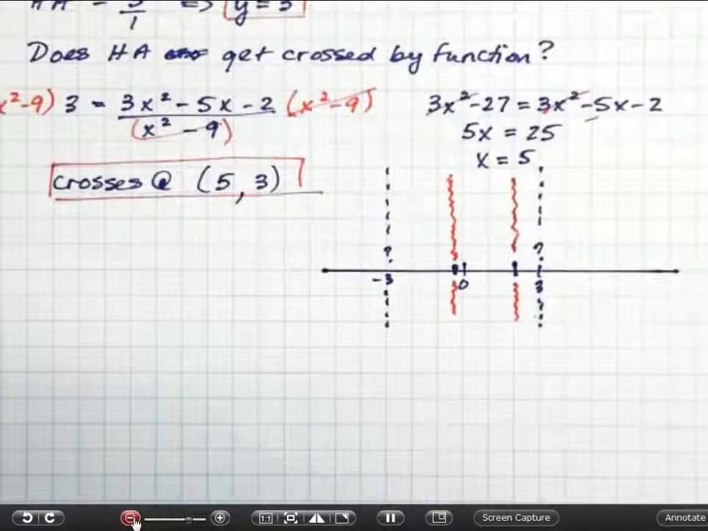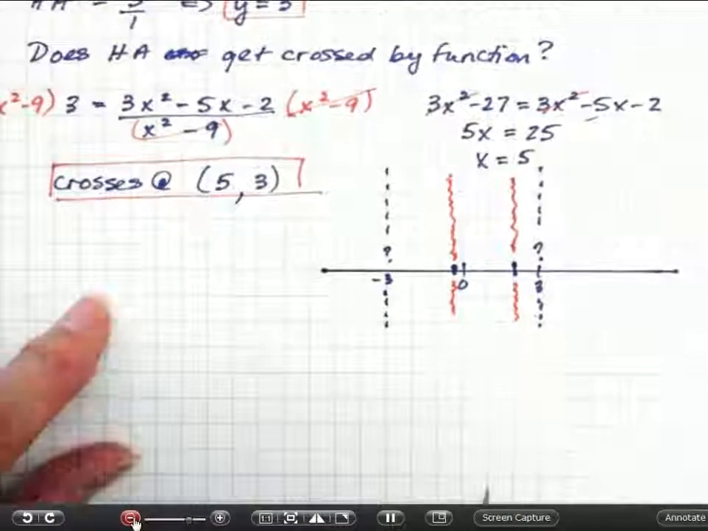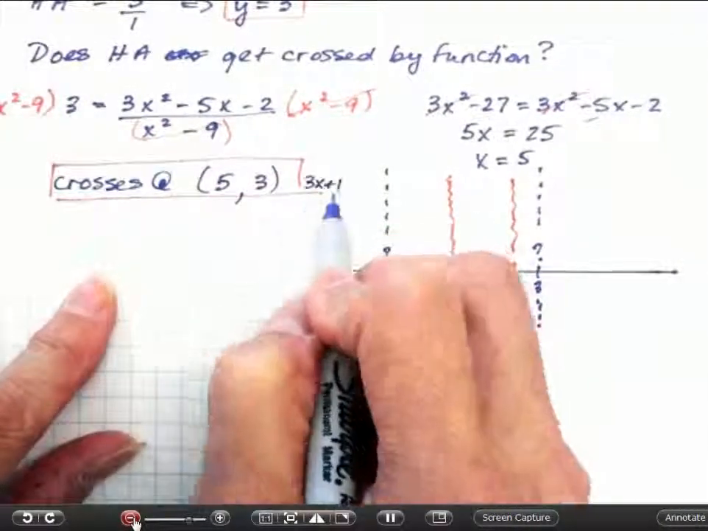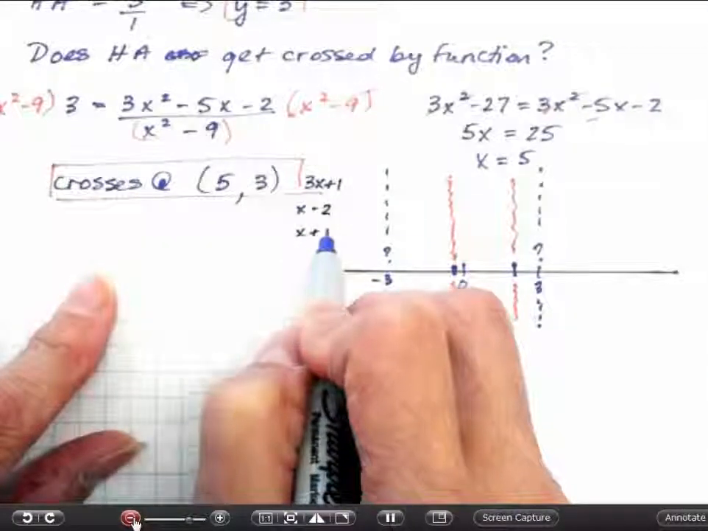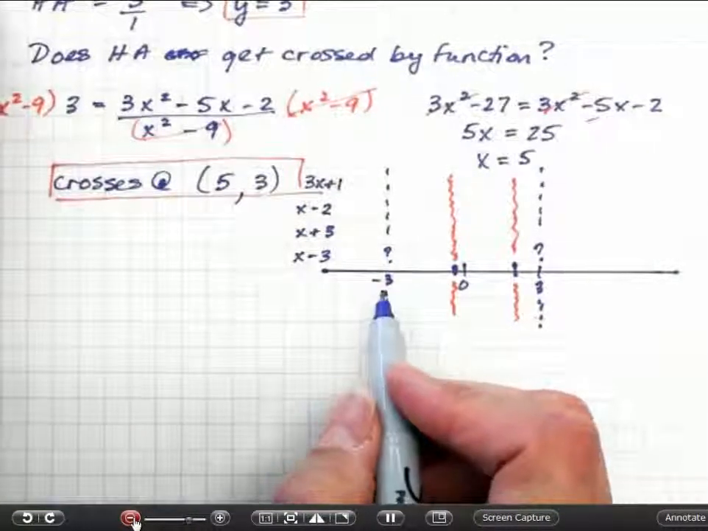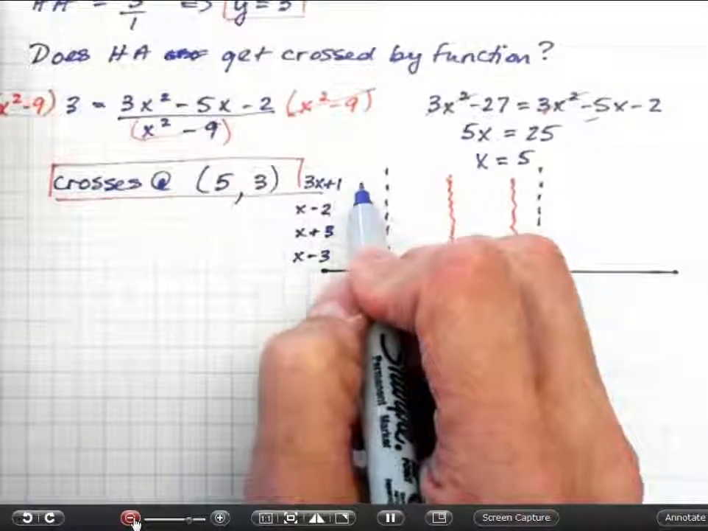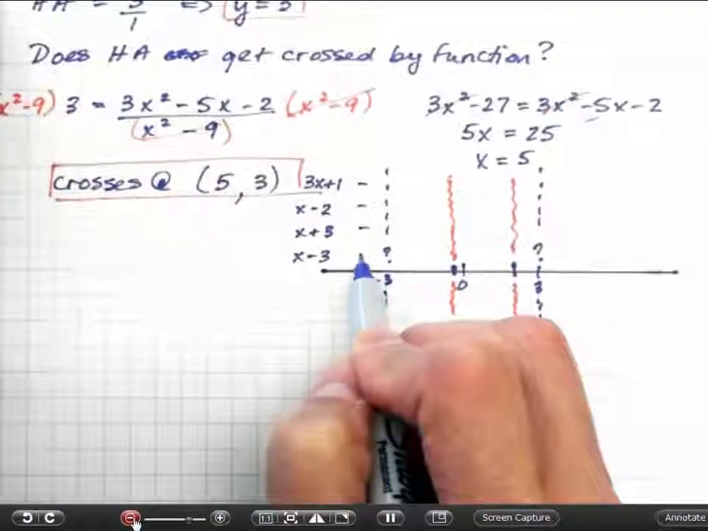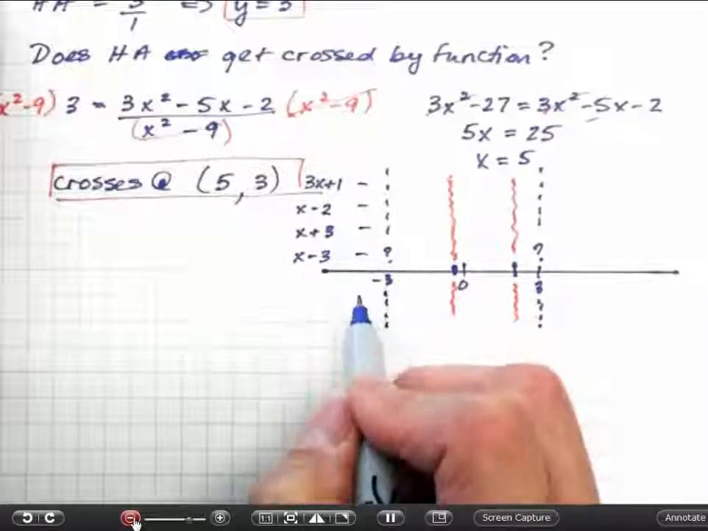Okay, then you're going to put your factors on the left side here. And my factors are 3x plus 1, x minus 2, x plus 3, x minus 3. Go ahead and fill in the sign chart. Okay, so when we're less than negative 3, this is going to be negative, negative, negative, negative. Overall, my function is going to be positive.